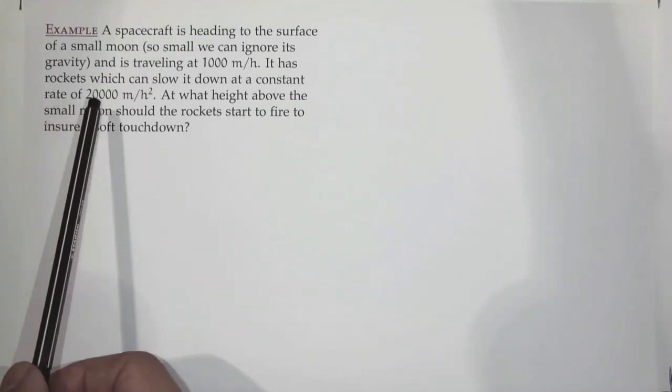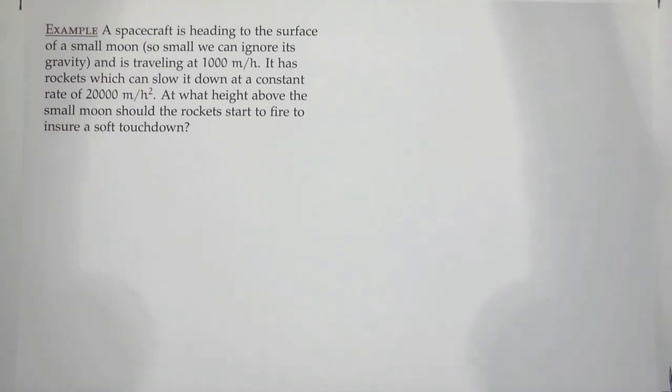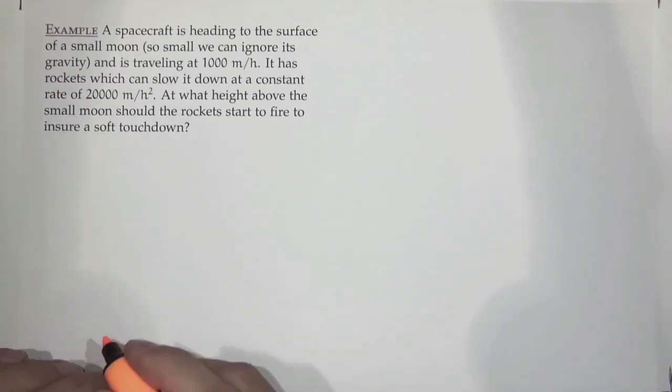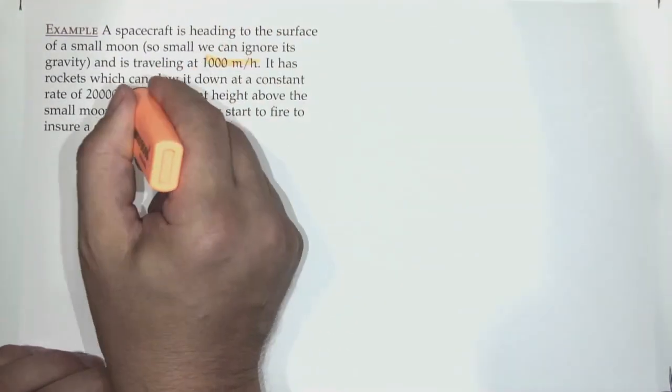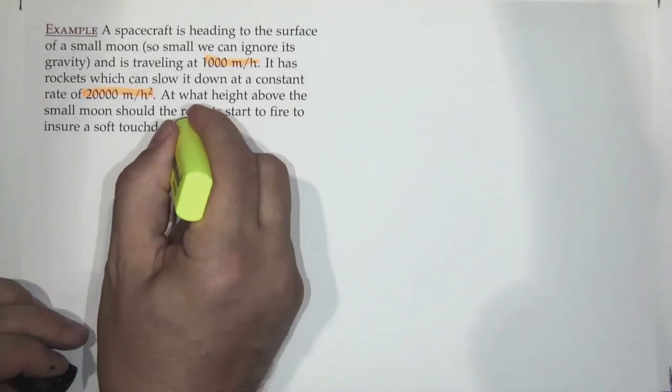It has rockets which can slow it down at a constant rate of 20,000 miles per hour squared. At what height above the small moon should the rocket start to fire to ensure a soft touchdown? Now you're like, okay, well, when we look for math stuff, we got these numbers here, so that's kind of math stuff, but that's just about it. There's no equation right away. And then there's this phrase here, a soft touchdown.